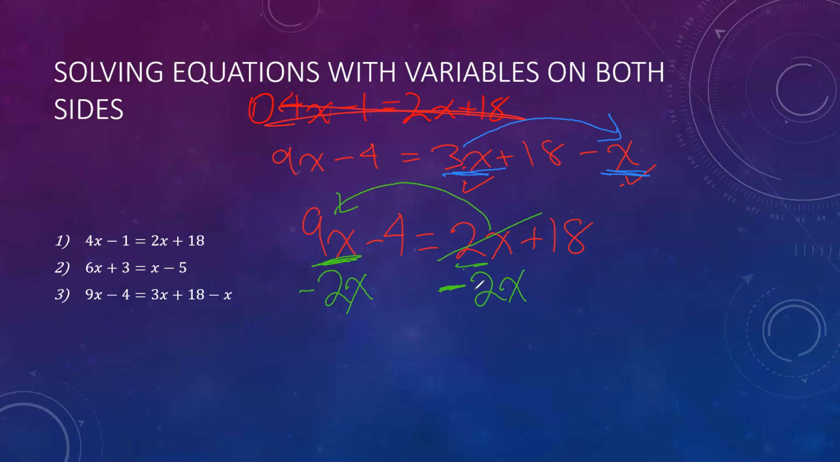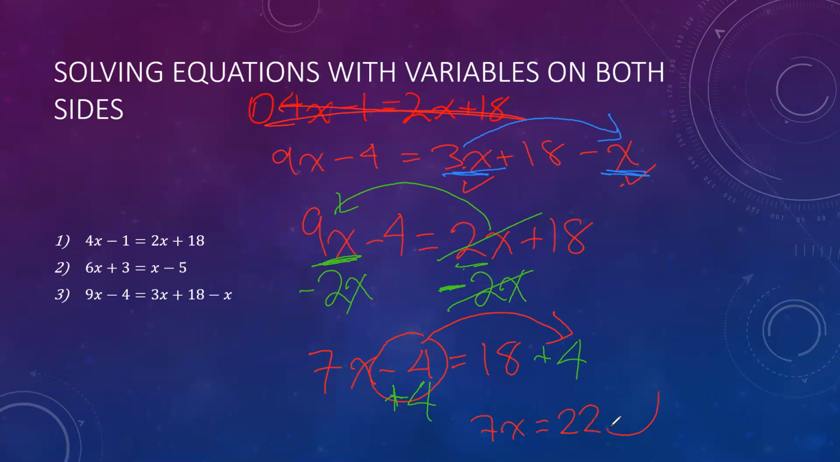When I subtract off 2x on both sides, I end up with 7x minus 4 is equal to 18. Now I have 7x minus 4 equal to 18, but there's still a number that's sticking around. It's not in the right spot. This negative 4 shouldn't be there. It should be moved over here. So how do I move that negative 4? Well, I simply do the opposite. I use the inverse operations. The opposite of subtracting a 4 is to add a 4, and I do that on both sides. Then I end up with 7x is equal to 22, and I am almost done here.